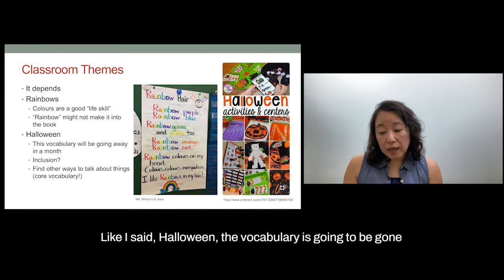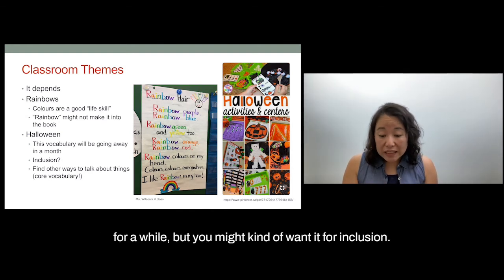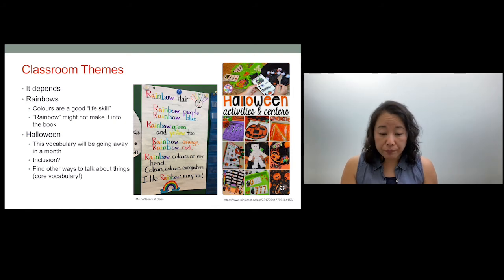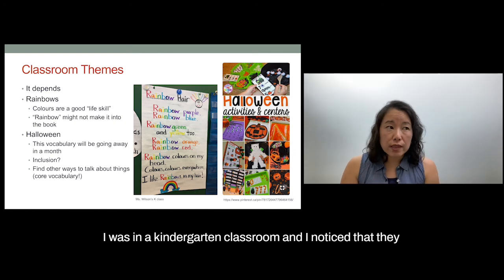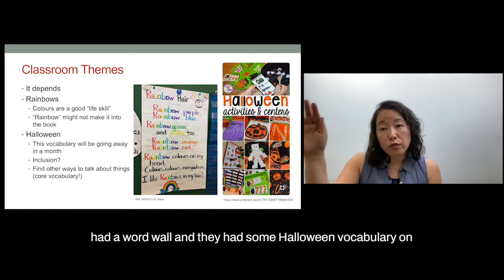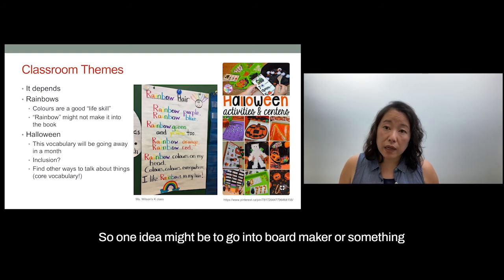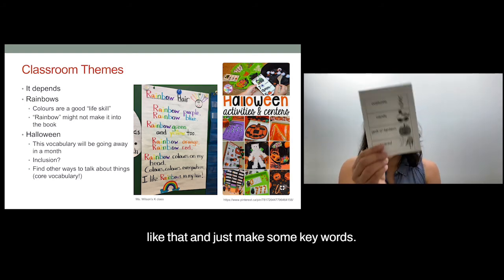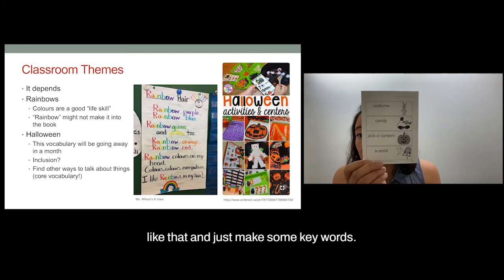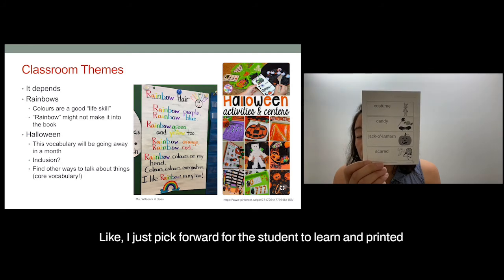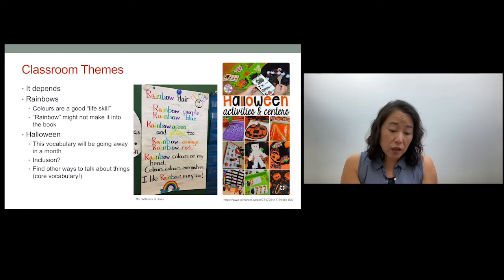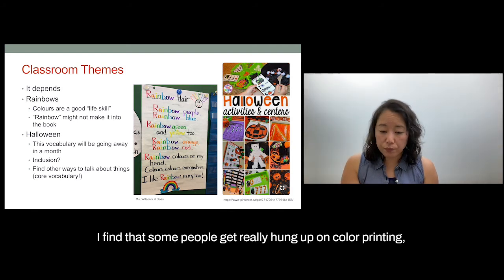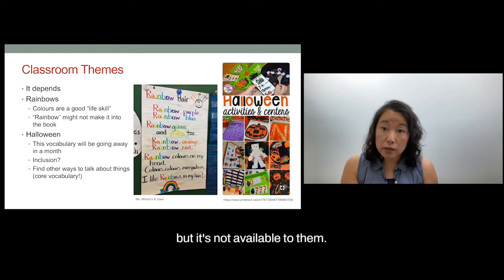But then we have things like, as I said, Halloween. This vocabulary is going to be gone for a while, but you might kind of want it for inclusion. So I was in a kindergarten classroom and I noticed that they had a word wall and they had some Halloween vocabulary on the wall. So one idea might be to go into Boardmaker or something like that and just make some keywords. Like I just picked 4 words for the student to learn and printed it off on Boardmaker, and this is just in black and white. I find that some people get really hung up on color printing, but it's not available to them.